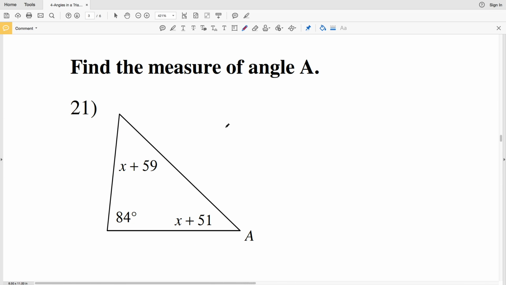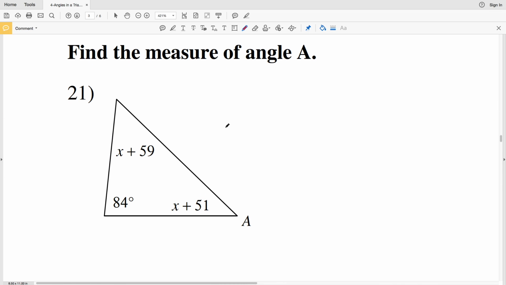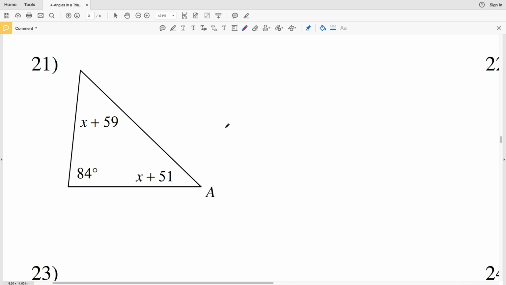For the last four problems of this worksheet, we're finding the measure of angle A. So we're going to solve for x and plug it back in order to get that angle. So here is our angle A. We know that x plus 51 plus x plus 59 plus 84 will sum to equal 180 since they're the three interior angles of a triangle. So x plus 51 plus x plus 59 plus 84 equals 180.